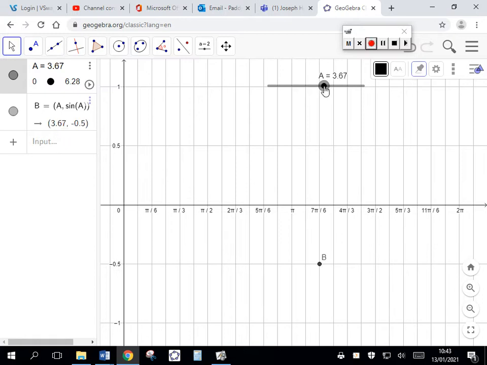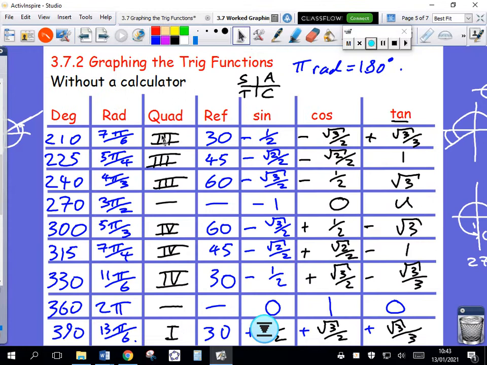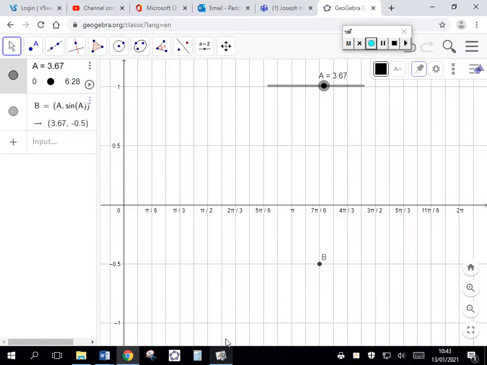As you move out, you've got 7 pi over 6 there as my input. My output is negative 0.5, so you've got 7 pi over 6, which is approximately equal to that number there, comma, negative 0.5. And if I go forward here, 7 pi over 6, negative a half. You can see there's my input, there's my output. This is all just based on what we did in the previous class.